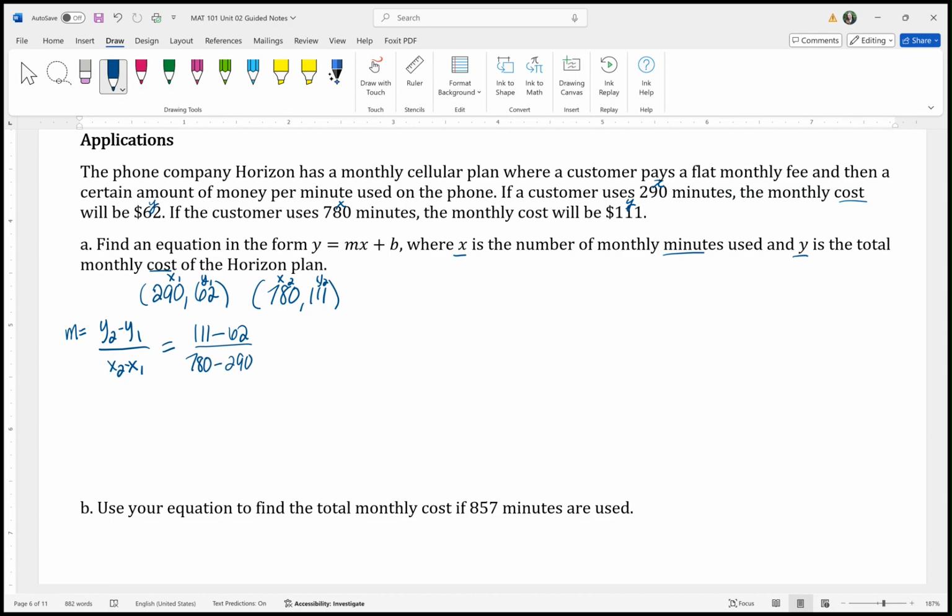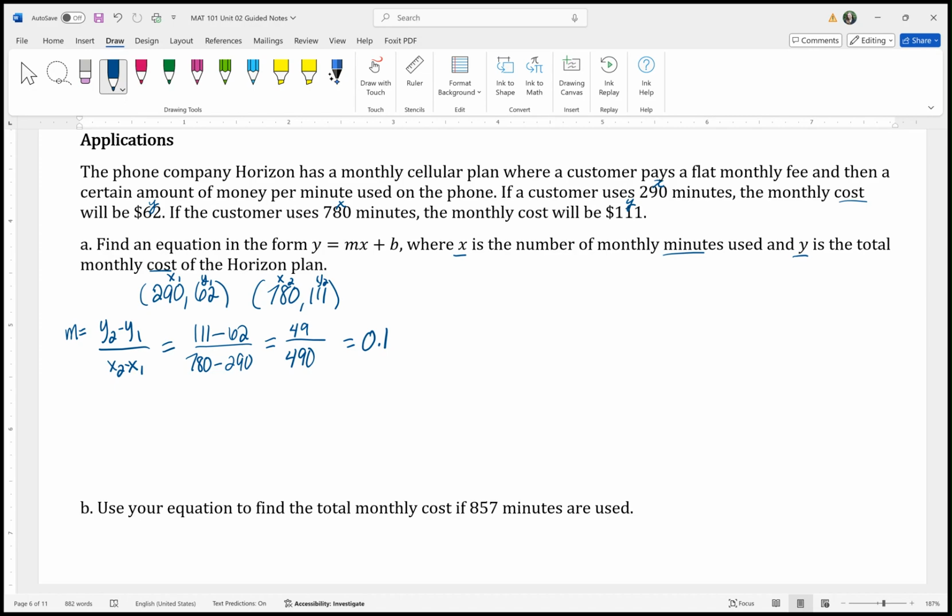So let's put this in the calculator and see what we get. 111 minus 62 is 49, over 780 minus 290, which is 490. Normally I say you need to put this in fraction form, but I'm okay with you doing this as a decimal for a number of reasons. Number one, this is an application problem. But also, we're specifically dealing with money here, and decimals are helpful because you can see cents. All right, so we found our slope is 0.1.